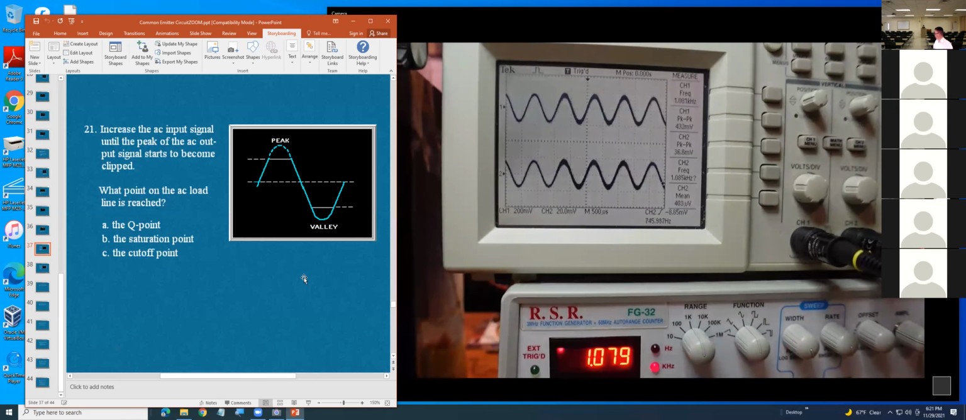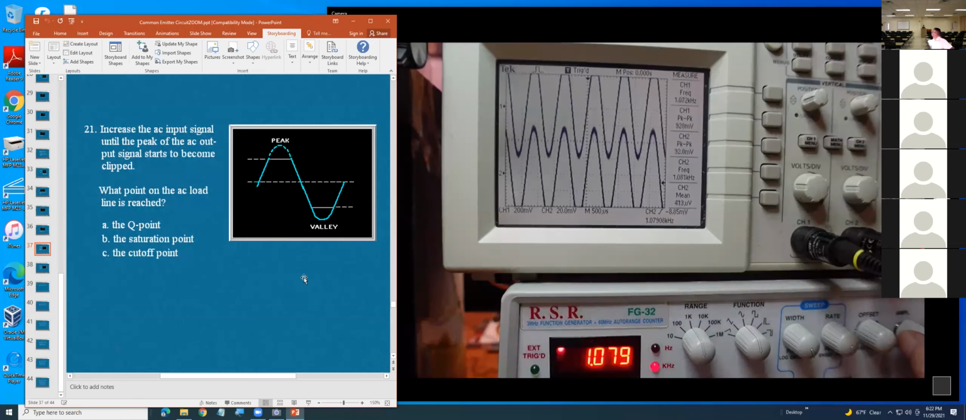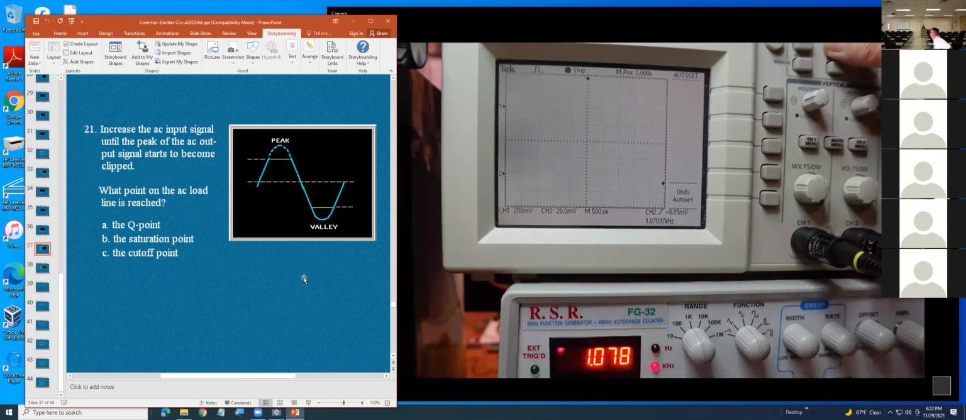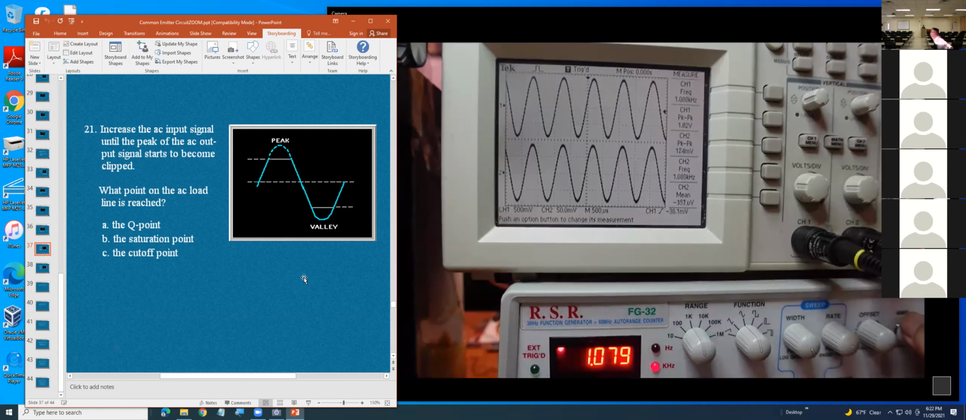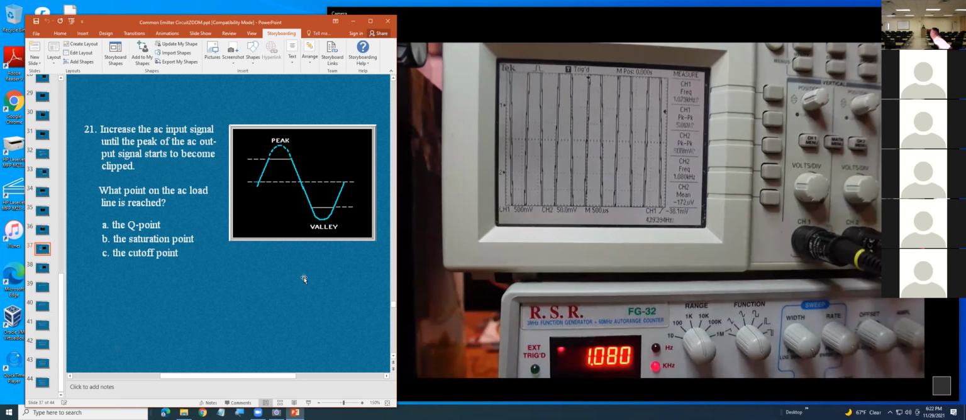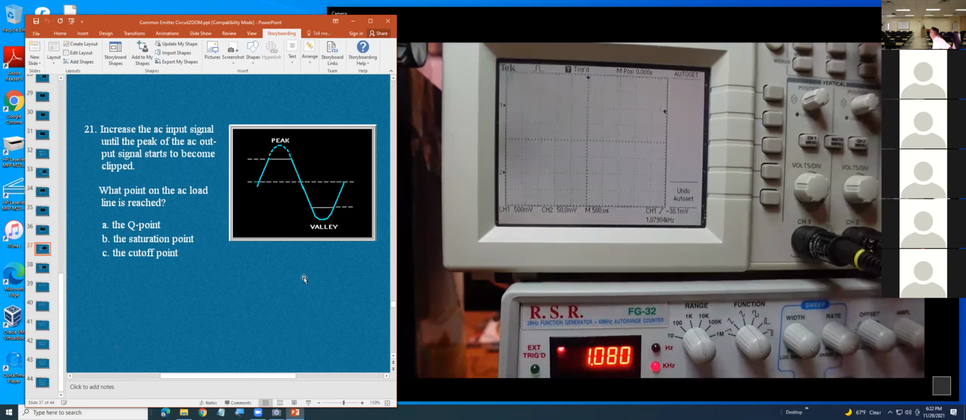Okay, so now I increase the voltage on the AC generator. Auto set, measure. They are still okay. Keep increasing. Auto set, measure. Okay.